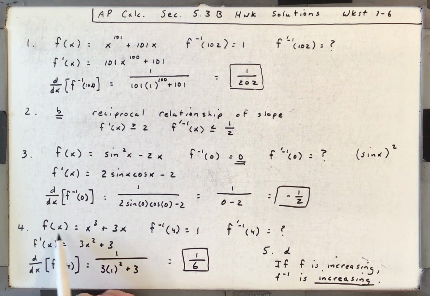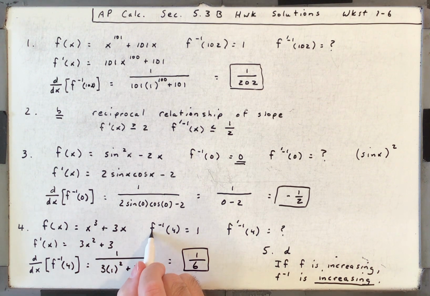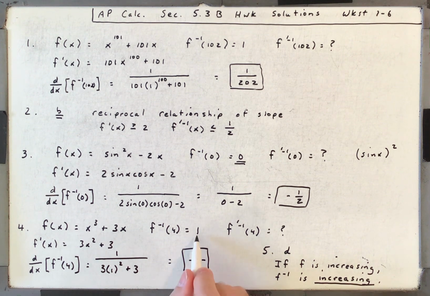All right, number 4, we have f of x is x cubed plus 3x. The value of the inverse function at 4 is 1. So that's what we're going to plug in. We want to know the value of the derivative at 4. So what's the slope of the inverse function at 4? The slope of the tangent line. All right, f prime of x is going to be 3x squared plus 3. So using the formula, we're going to plug 1 into the derivative. 1 over 3 times 1 squared plus 3, that's 1/6.